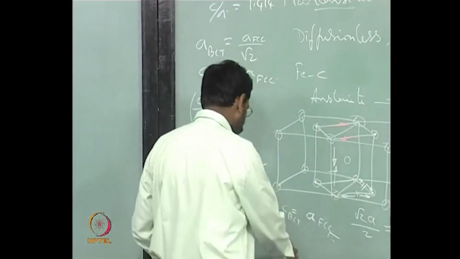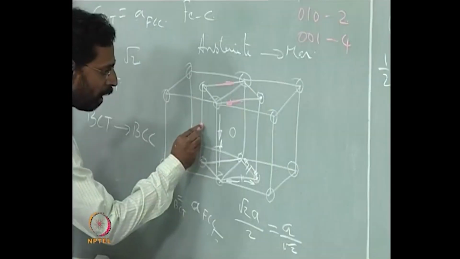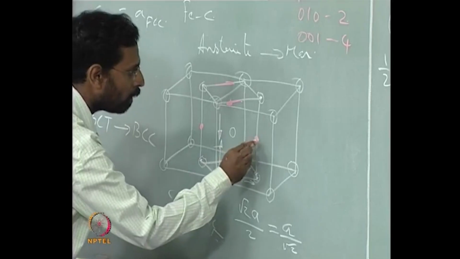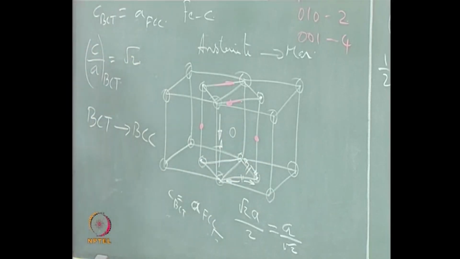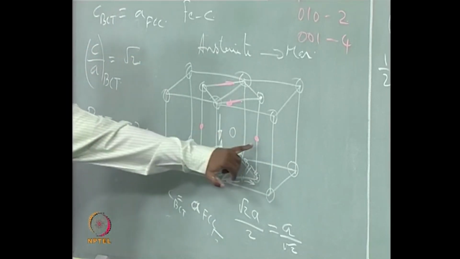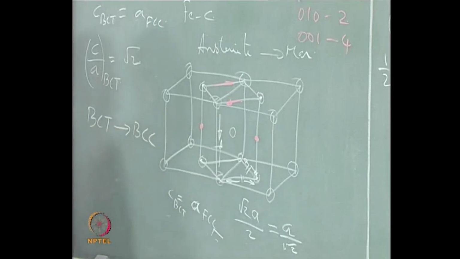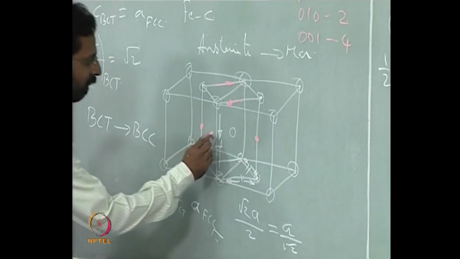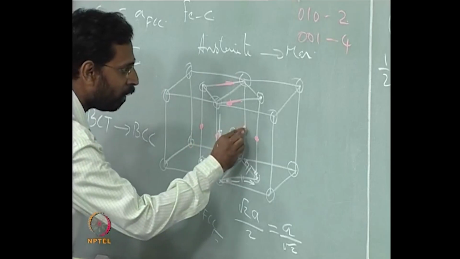In this, the body-centered position is this. The body-centered positions of the FCC are these two, and that is where the carbon atom will sit. And what are the other octahedral positions? Edge centers. So that means this is an edge center, this is also an edge center.